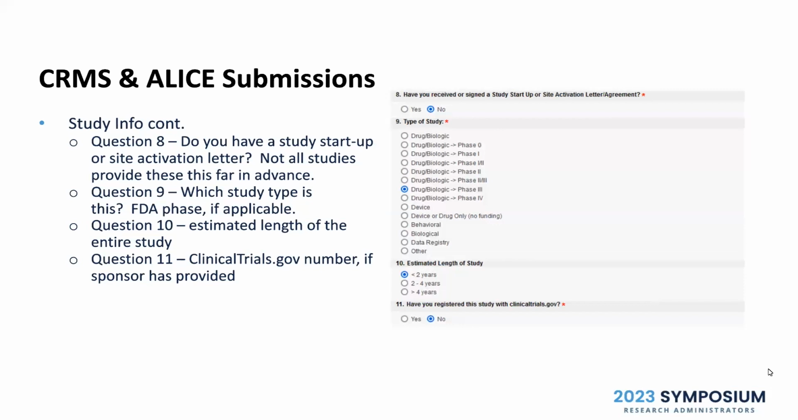And some sponsors will give you a clinicaltrials.gov number. And if they do give you that, you should provide that because that helps to get more information on the study itself. If you don't have it, you can just select no.